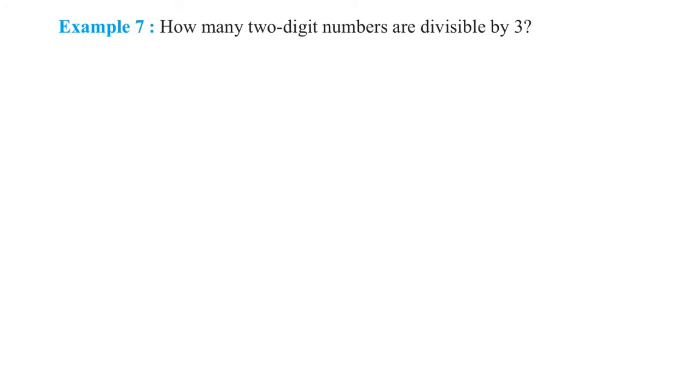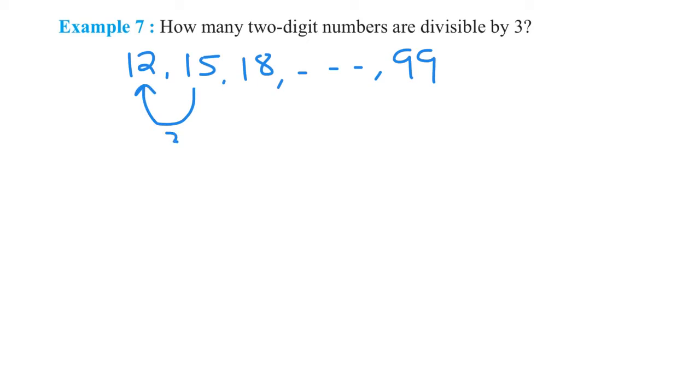Let's try this. How many two-digit numbers are divisible by 3? So what are the two-digit numbers that are divisible by 3? We have 12, 15, 18, and so on till 99. So these are the two-digit numbers that are divisible by 3. But does this form an arithmetic progression? Let's check it out. 15 minus 12, 3. 18 minus 15, 3, and so on. So it does form an arithmetic progression. So now we know what is our first term. a is 12. What is the common difference? d is 3.